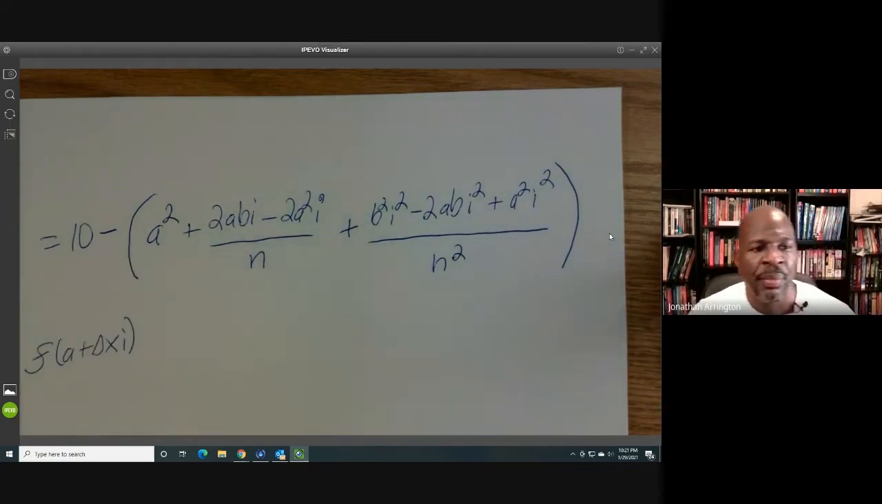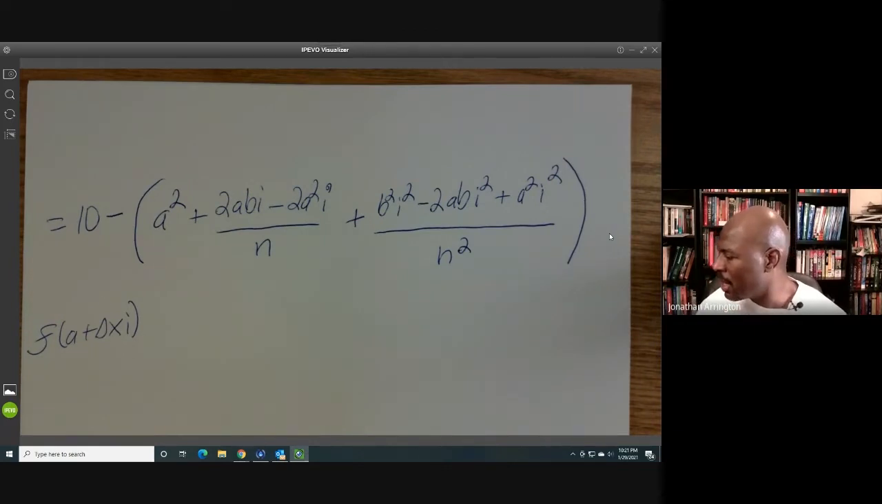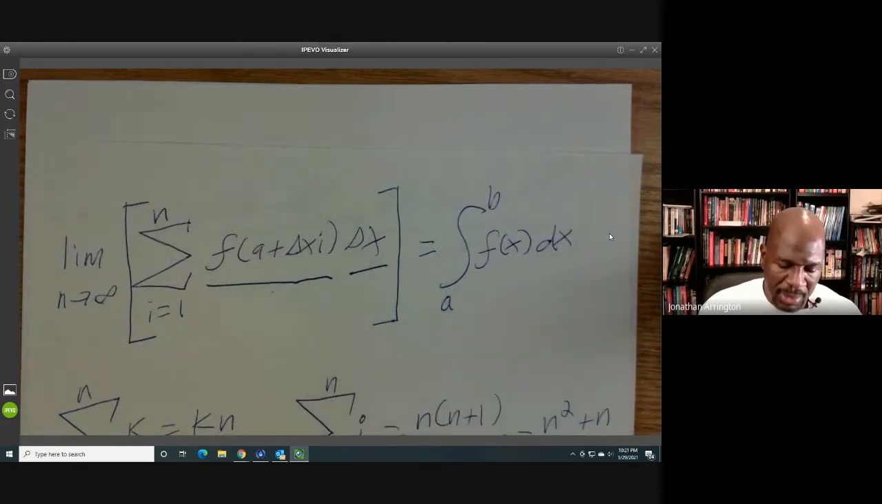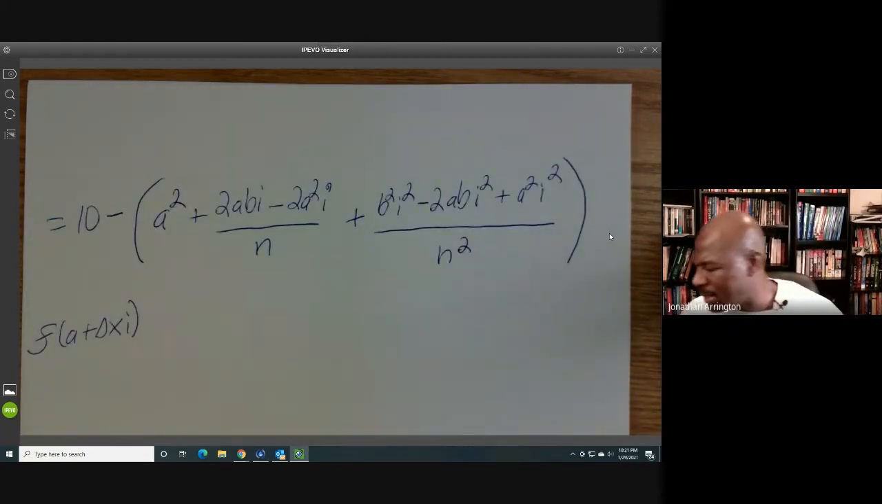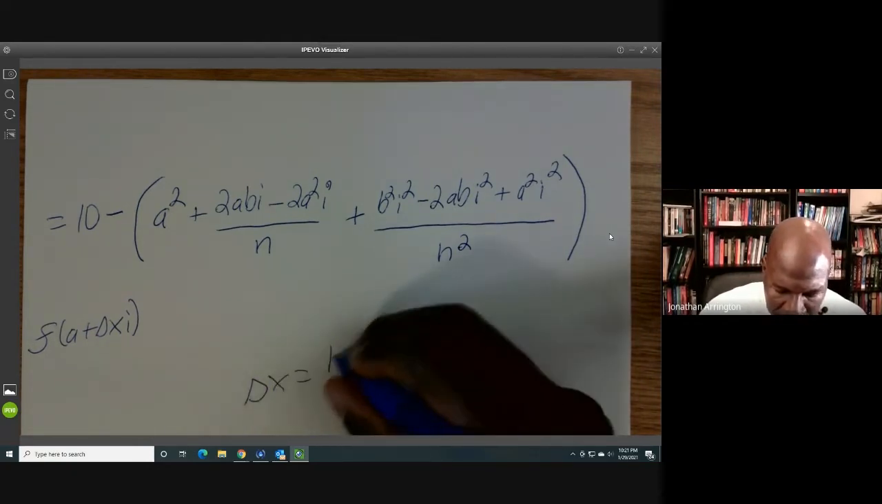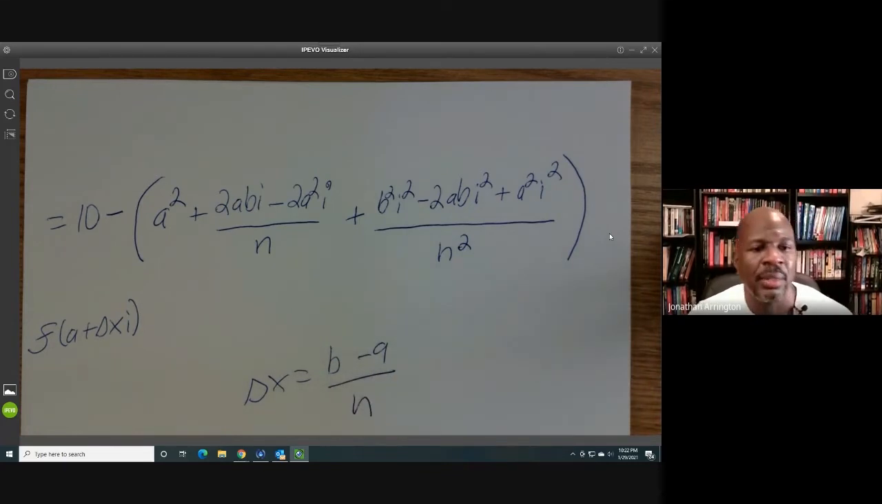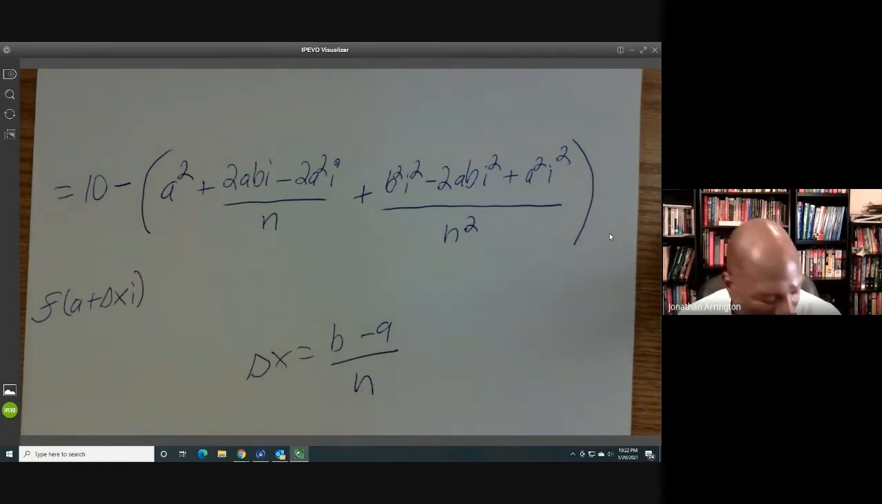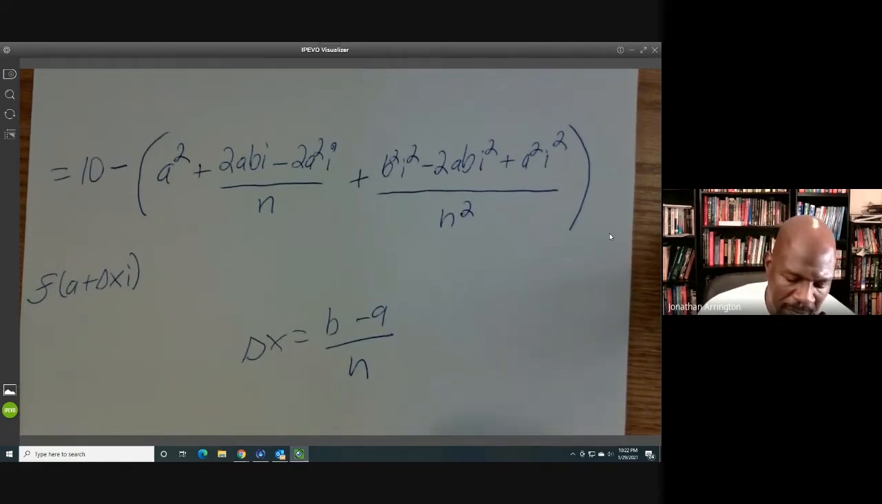That's what this equals. Now remember, what I'm trying to sum is f of a plus delta x i times delta x. So this needs to be multiplied by delta x. And remember, delta x is b minus a over n. Now, it may not appear that multiplying this by b minus a over n is a lot, but it's a lot. So I'm going to multiply it in a way that makes it a little bit easier to do.